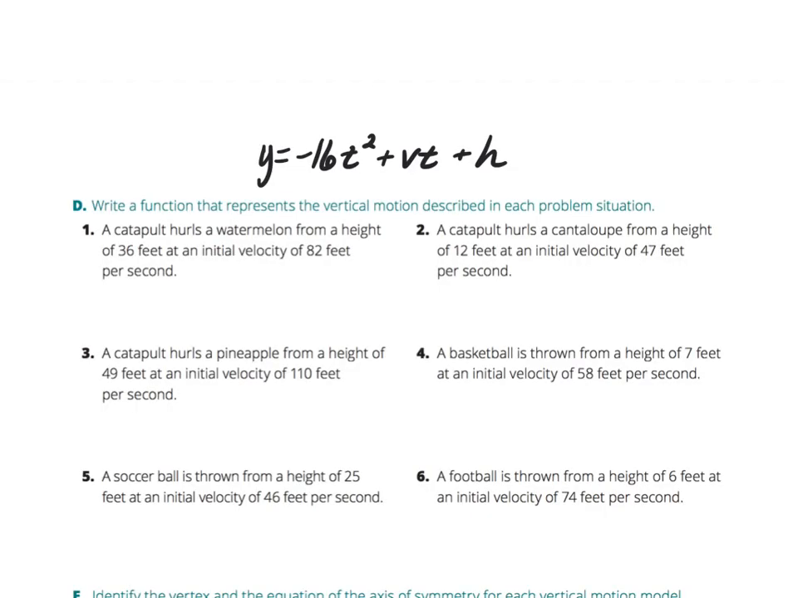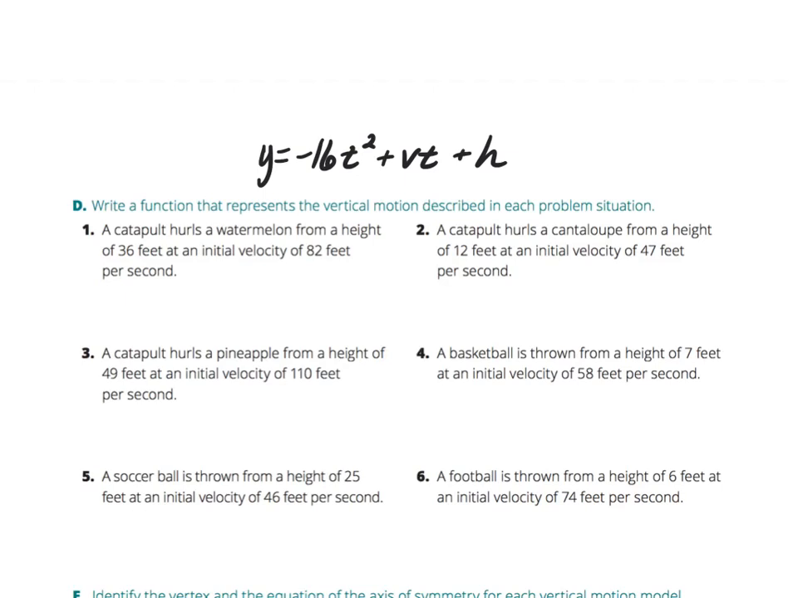All right, the next section: write a function that represents the vertical motion described in this problem situation. I have my vertical motion equation at the top. And again, -16 represents gravity pulling our object back down to the ground. T stands for time. V stands for the upward velocity, or how hard that thing is shot up into the air, and H is the starting height. For instance, a golf ball or a soccer ball would start on the ground at 0 feet, but a football would start at about shoulder height when you release it. So the starting height is going to be different depending on the problem.